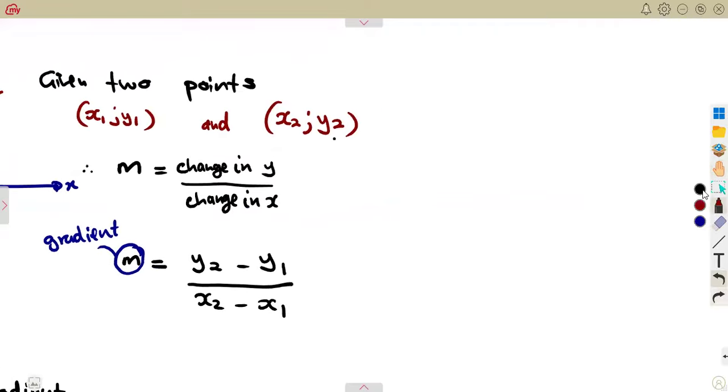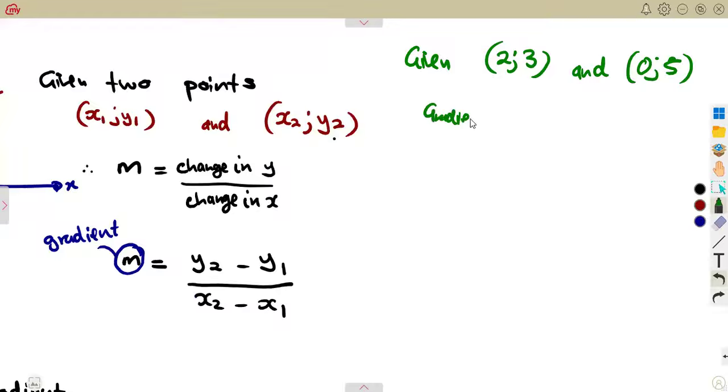So I want you to see something. Let's say you're given 2 points, 2 and 3, and another point is 0, 5, like this. These are 2 points that we are given and we want to calculate the gradient. So in order for us to have our gradient, which is m, from our formula, we need to use y2 minus y1, the change in y over the change in x, where we can name our points. This is x1, y1, x2, y2.